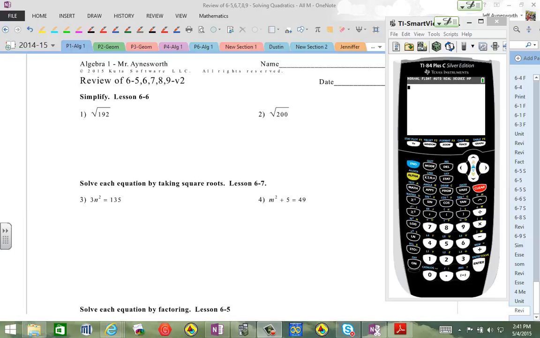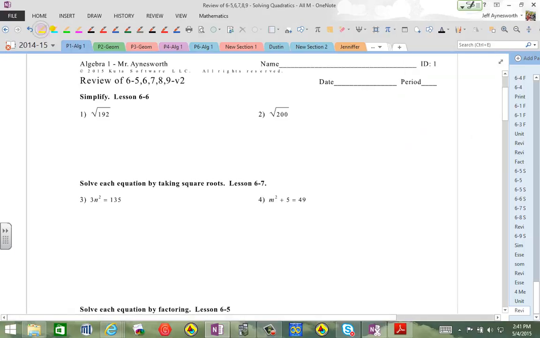So get your calculator out if you need it. Get your lessons out from lessons 6.5 through 6.9. As you can tell, the lessons are organized, and I tell you where to look in your notes to get some help. So have your lessons out, have your red pen, and pencil, calculator, you name it.